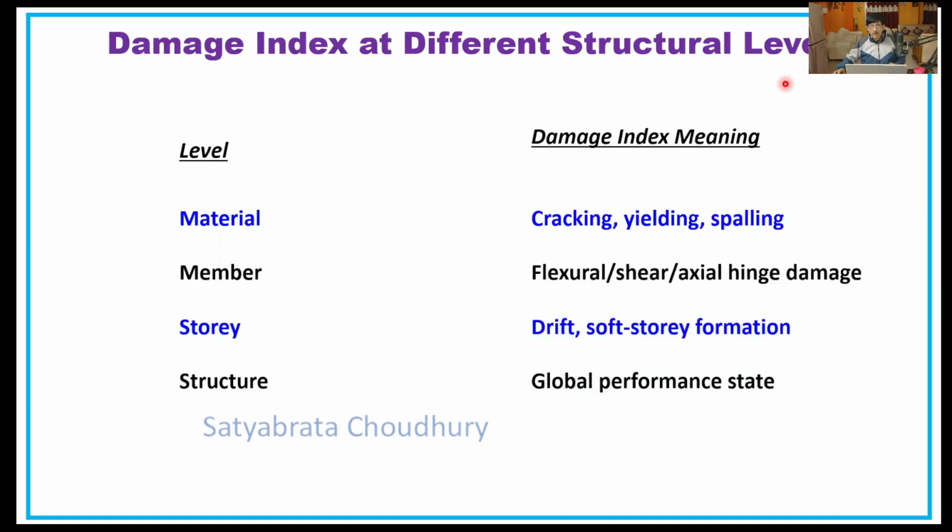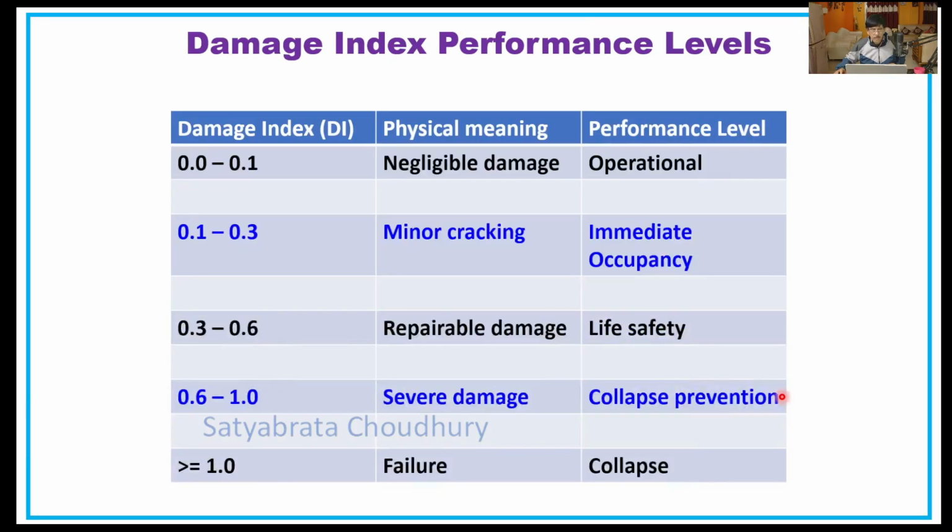Damage index at different structural levels are like this. At the material level, we have cracking, yielding, spalling. At the member level, we have flexural hinge, shear hinge, axial hinge, and damage. At the story level, we have story drift, soft story formation. At the structural level, we have global performance states, collapse, LS, IO, CP, etc.